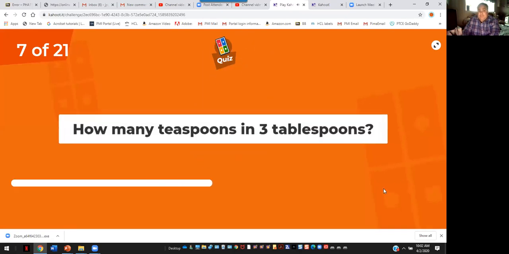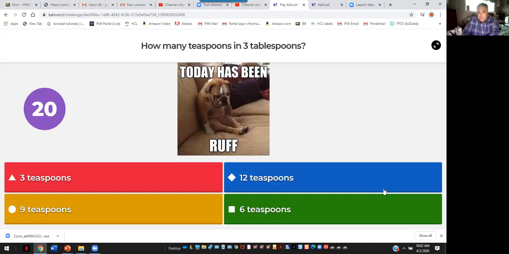How many teaspoons are in 3 tablespoons? So how many teaspoons in 1? There's 3 teaspoons per tablespoon. We've got 3 tablespoons, so 3 times 3.